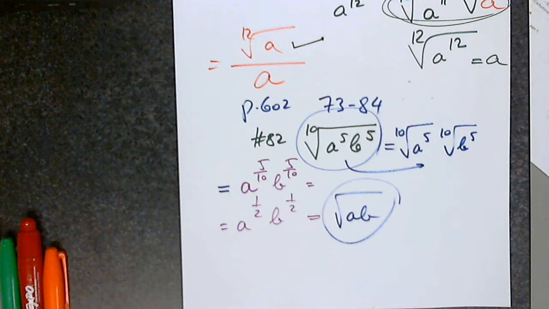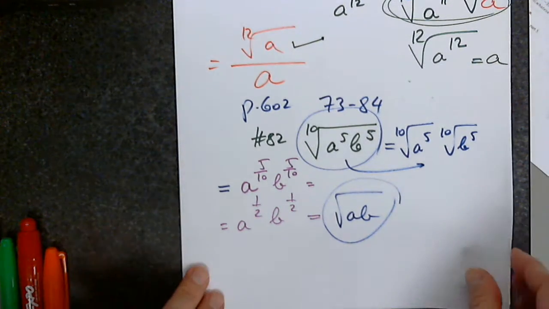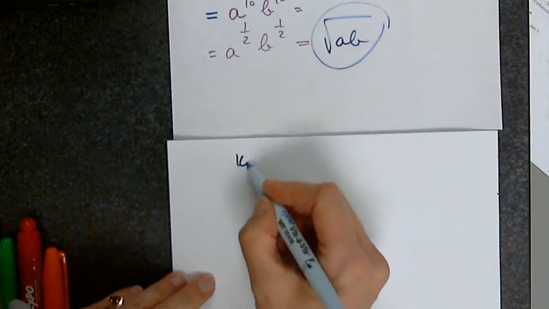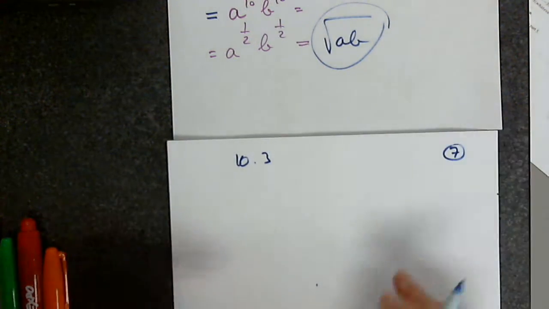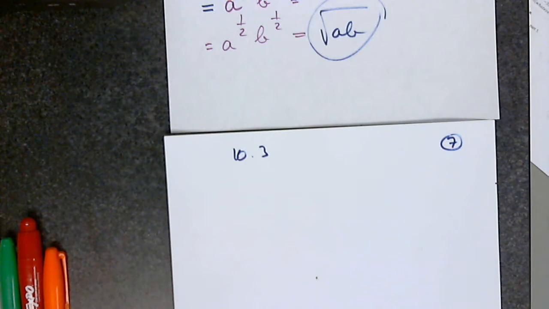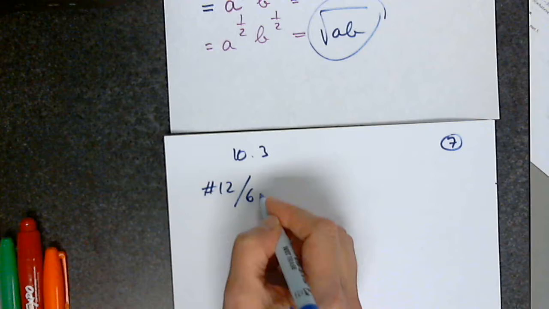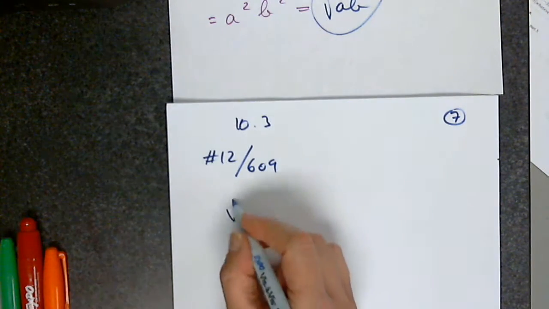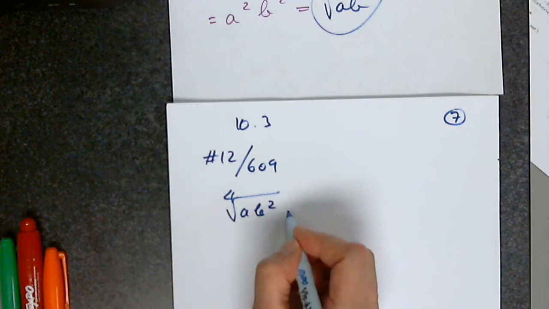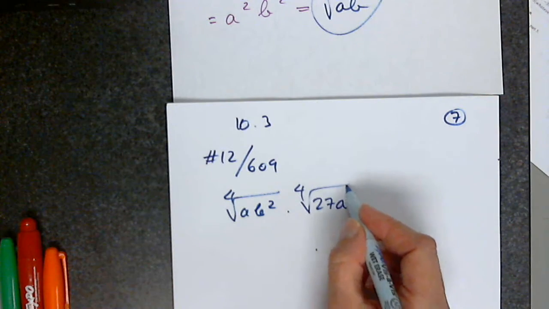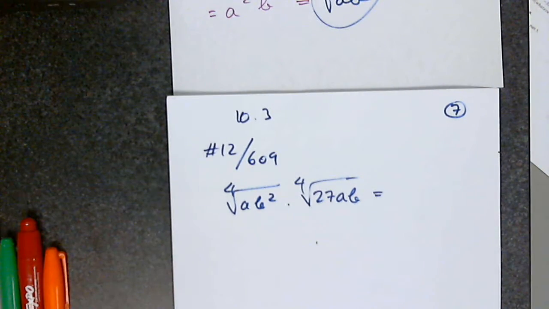Okay, I think we've had enough of that. We can continue with section 10.3. Let's look at problems from 10.3. Okay, so let's look at problem 12 on page 609. So this is the fourth root of AB squared times the fourth root of 27AB. It says use the product rule.